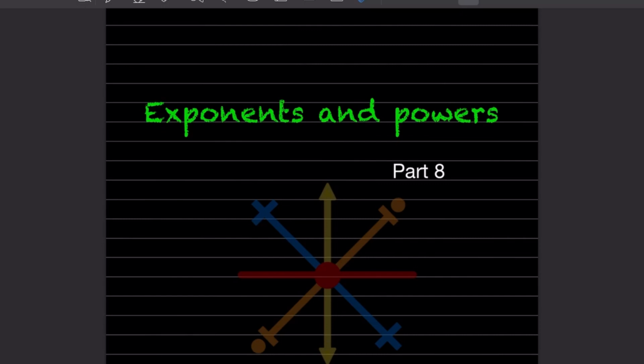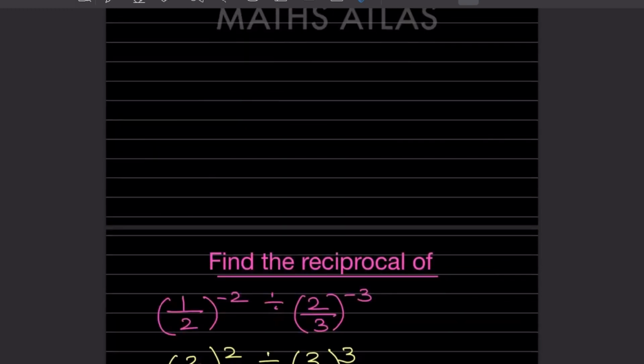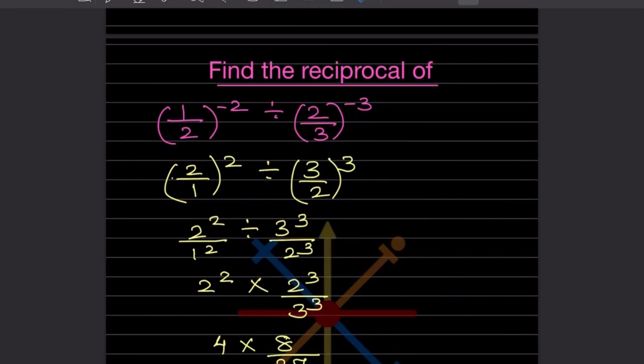So today we are going to do the next part, that is part 8 for exponents and powers. Now let us see how to find the reciprocal. So here we have 1 by 2 raised to minus 2 divided by 2 by 3 raised to minus 3. Reciprocal means you are going to flip over. So this becomes 2 by 1, and when this becomes 2 by 1, this becomes positive. We'll keep the division sign over here. This gets flipped over, so this becomes 3 by 2 and this negative becomes positive 3.